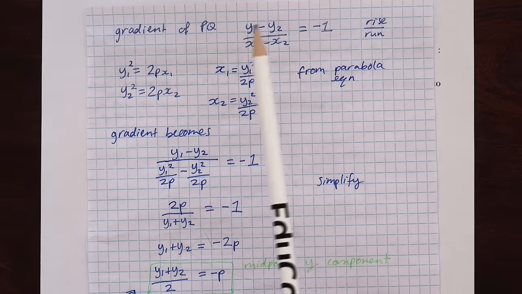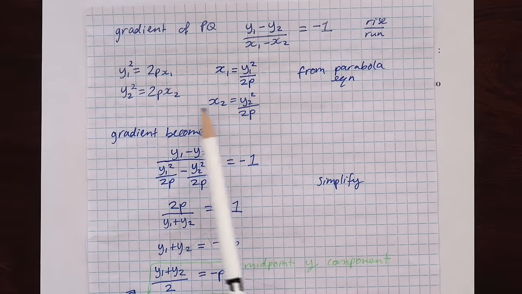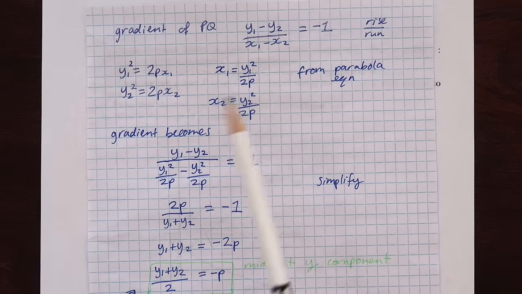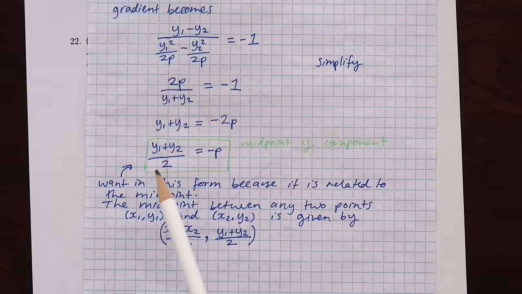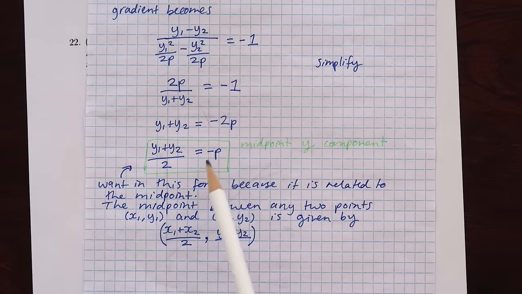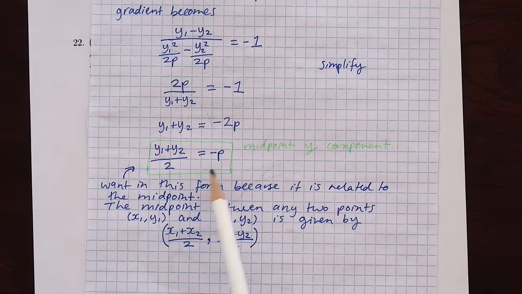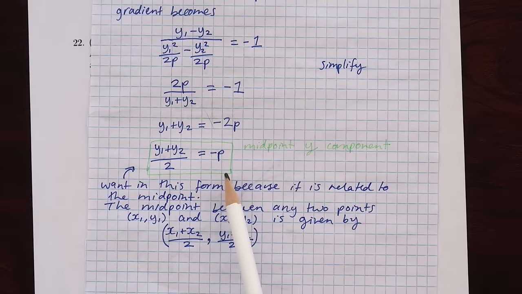You can write the gradient of PQ from the equation you know about the parabola and simplify it down into this form where (y1 + y2)/2 is equal to minus p. Now that in fact will be the y component of the midpoint. And now we just need to find the x component.